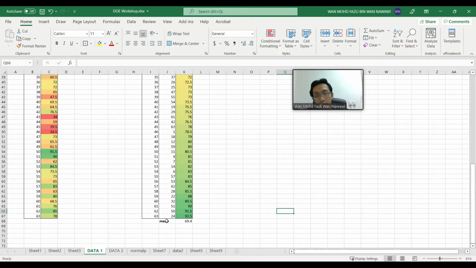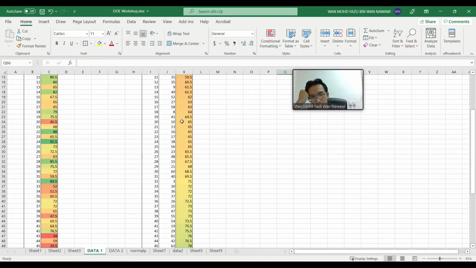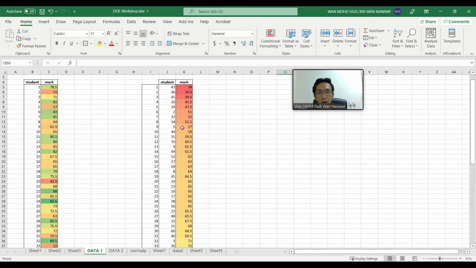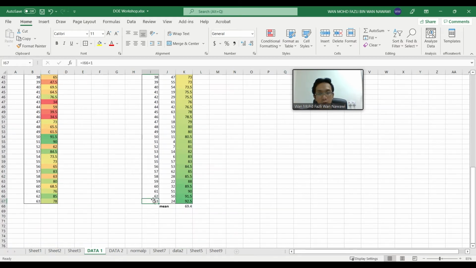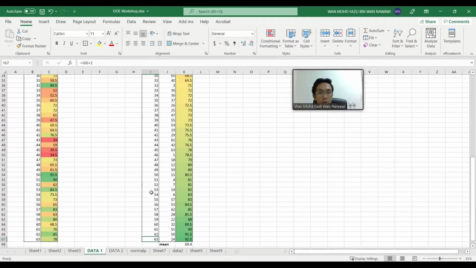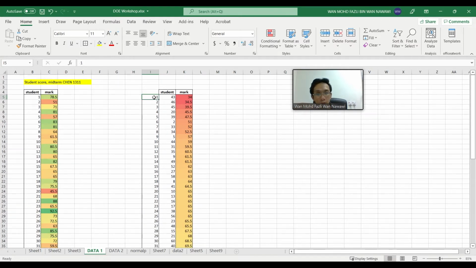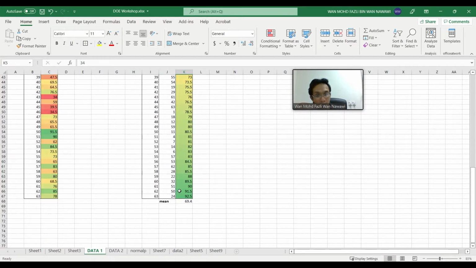Apart from the mean, you can also find other things like the median. The median is basically the middle of the data. For example, here I have 1 until 63 students. In order to find the median, you need to sort. Basically, I sort the marks from low to high, so I have 63 students.